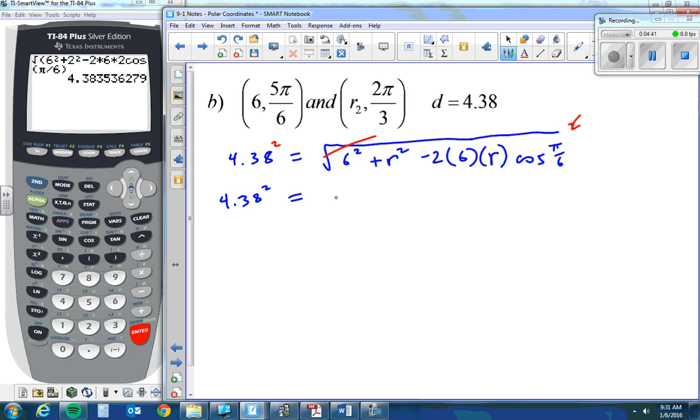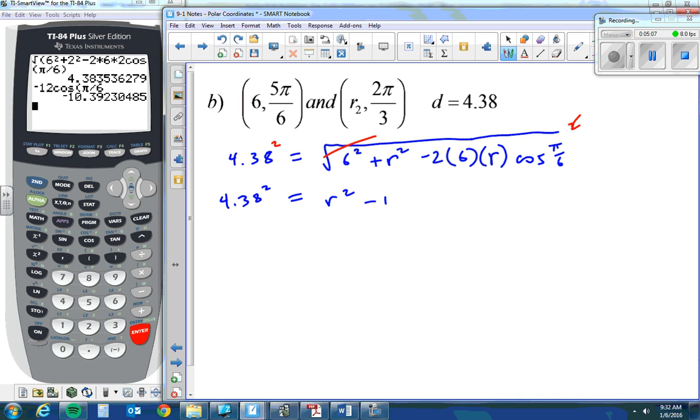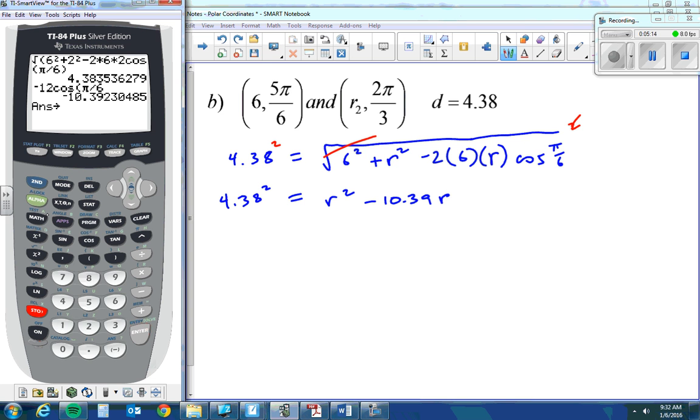And then this side we need to clean up. All that happens really is that you lose the radical. Put the r squared here. Type this in, please: the negative 2 times 6 times cosine of pi over 6. I want to get that just to be a decimal. So, at first period when I did this, I just typed it in as a positive, which was fine. So you should get like 10.39. So 10.39R. I want you to store that, okay? So hit store and call that B.